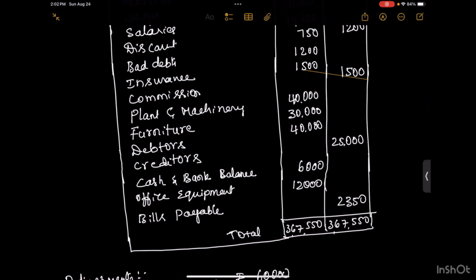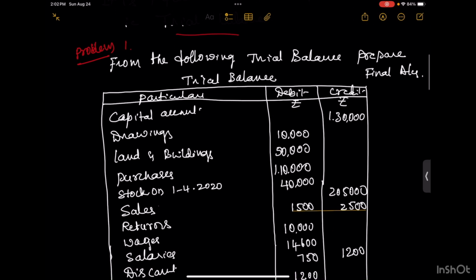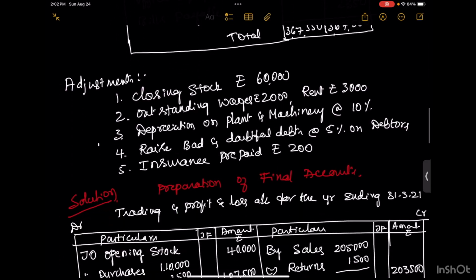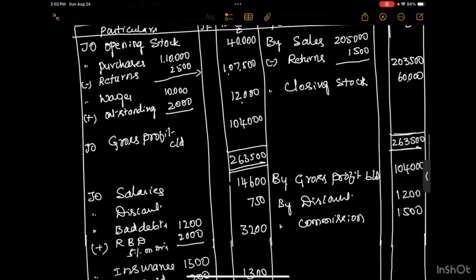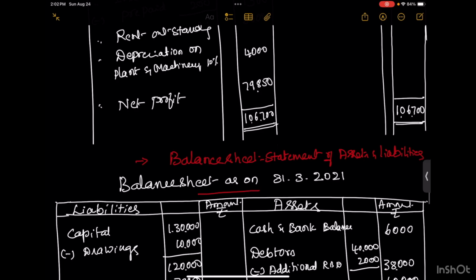And we have a debit balance of 3,67,550 and credit balance of 3,67,550. As it is tallied, our balance sheet is also going to get tallied. Okay, so this is the information. Based on that we have to prepare the trading account and profit and loss account as well as balance sheet.